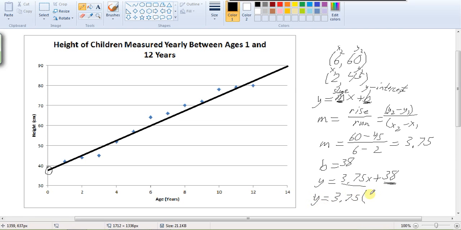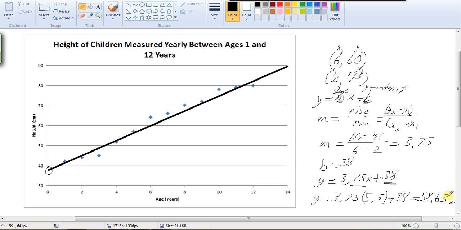x, remember x is age in years, so 3.75 times 5.5 plus 38, and then I could just calculate that. And so it looks like that child might be 58.63 centimeters.